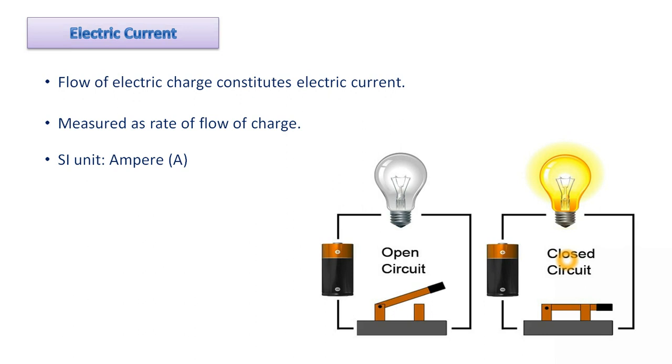So here what do we see? That this entire path is termed as an electric circuit. And when we talk about current, it's about the electric charges which move through this external circuit. So the charges are actually flowing through the circuit, and the flow of charge constitutes electric current that is measured in amperes.